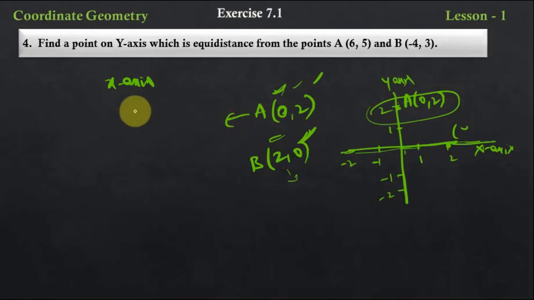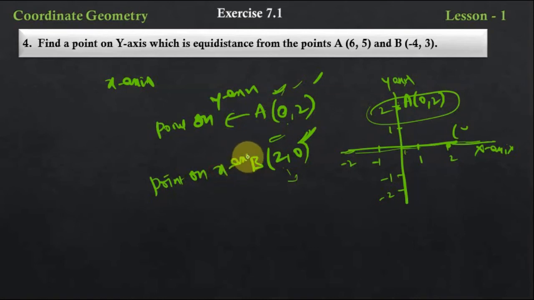This means point on y-axis: point on y-axis means x coordinate will be 0. Similarly, point on x-axis means in that y coordinate will be 0. Okay. So now we will solve this problem number 4. Let me rub this.